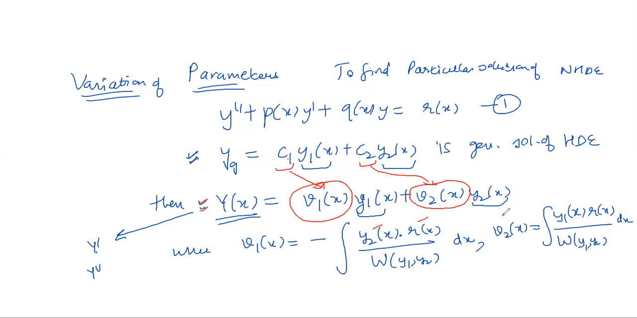You see, all the information is known to you. You know y2, you know r(x). You know y1, you know r(x). The only thing you do not know is the denominator. Can anybody tell what this W is denoting? We have already done this notation. Yes, this is the Wronskian, the Wronskian of y1 and y2.